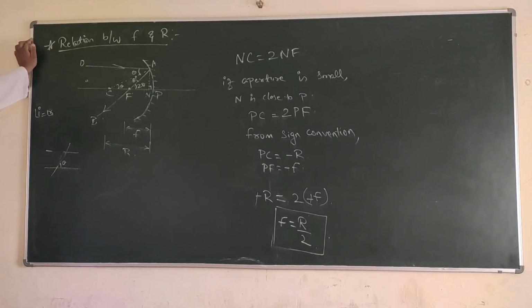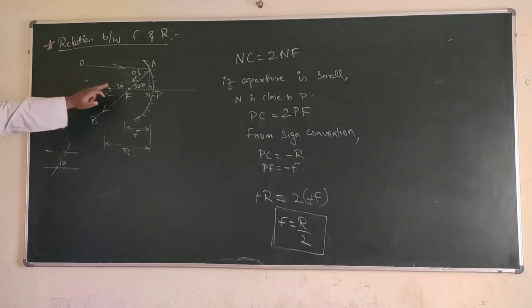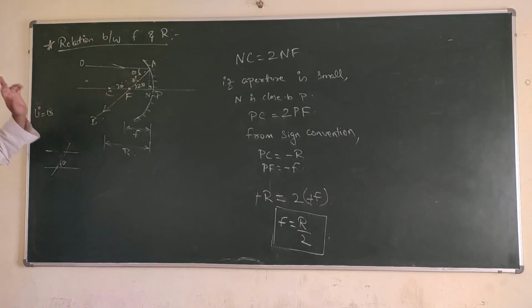Now come to this. I'll just repeat what we did. Just go through what we have done, look at your book. Here, first thing, the relation between focal length and radius of curvature. In this we first drew a concave mirror. Let OA be the incident ray passing parallel to the principal axis. Then after incidence, it passes through the principal focus F. So AB is the reflected ray.